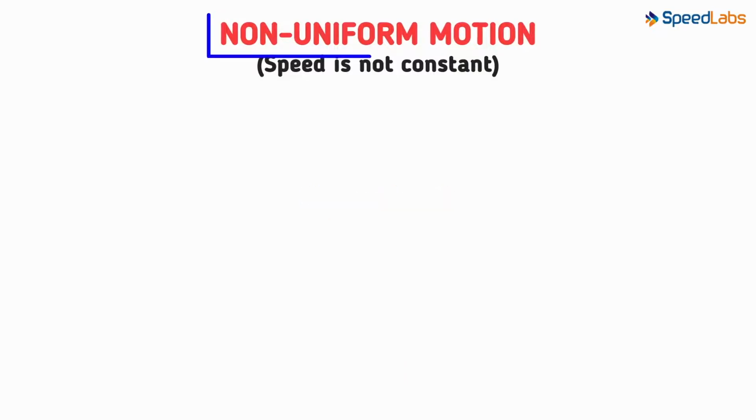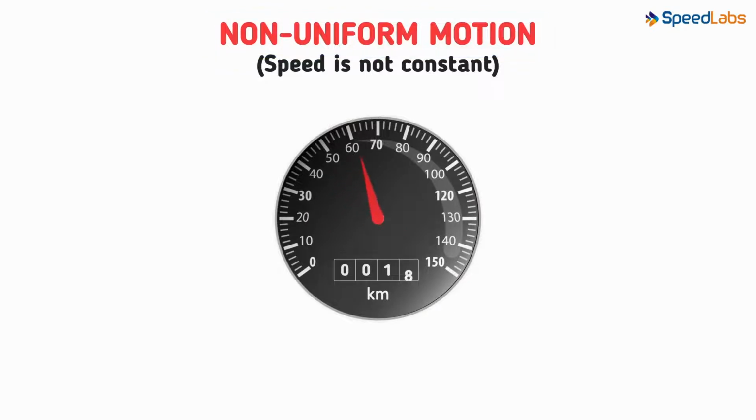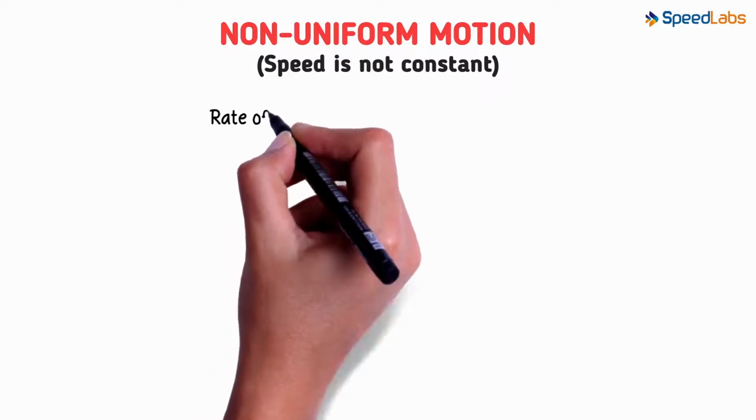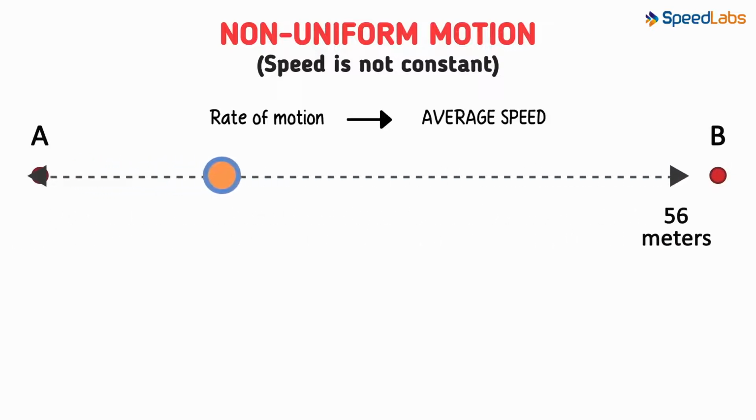As the motion is not uniform, it will have different speeds at different points in time. When it comes to non-uniform motion, we refer to the rate of motion in terms of average speed. Yes, that's right, average speed. So how can we derive average speed? This boy leaves point A to reach point B, which is 60 meters away from A.